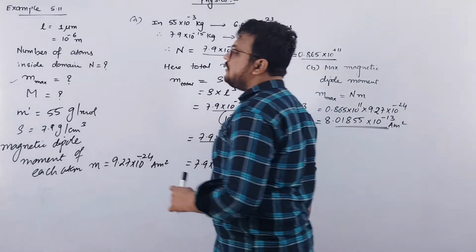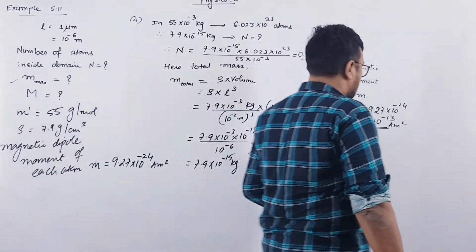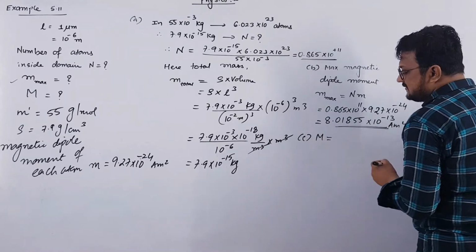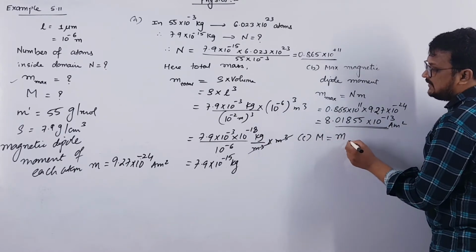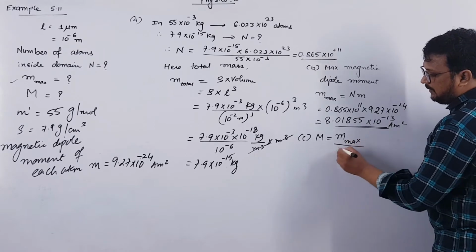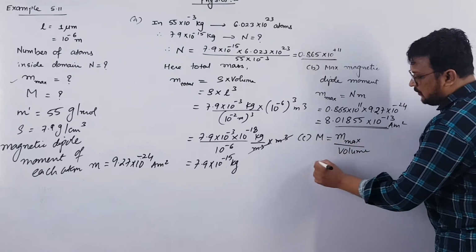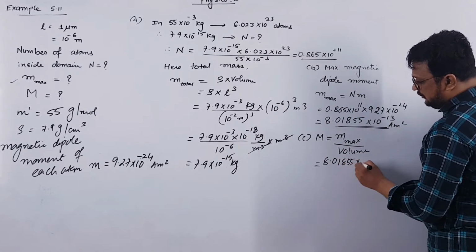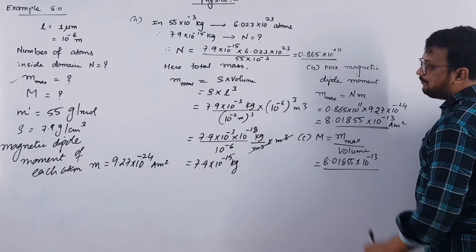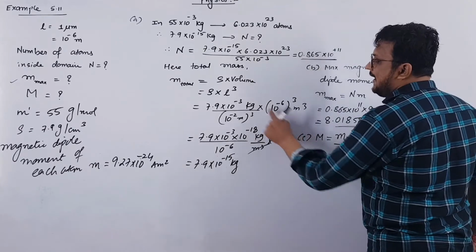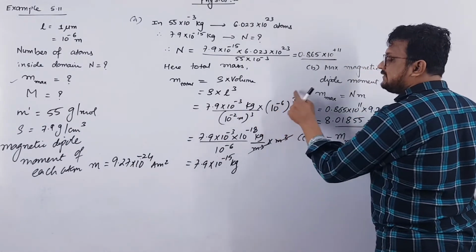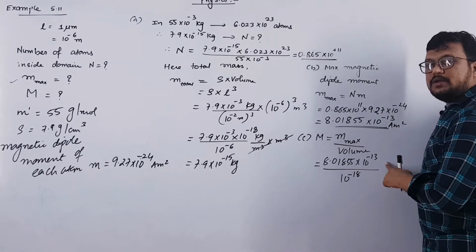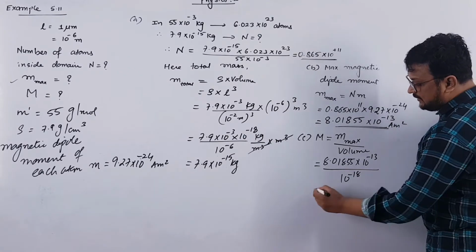Now the third quantity which you have to find is magnetization, right? So let us say the third one is magnetization M. Now magnetization is defined as net magnetic dipole moment, that is M max, maximum magnetic dipole moment per unit volume. Now M max is 8.01855 into 10 to the power minus 13 divided by volume, here L cube, that is 10 to the power minus 6 cube, which is 10 to the power minus 18. So minus 18 will move up, so it will become plus 18 minus 13, which is 10 raised to 5.